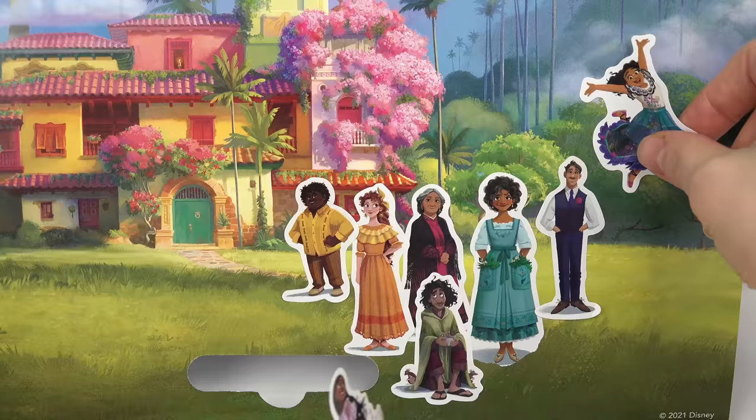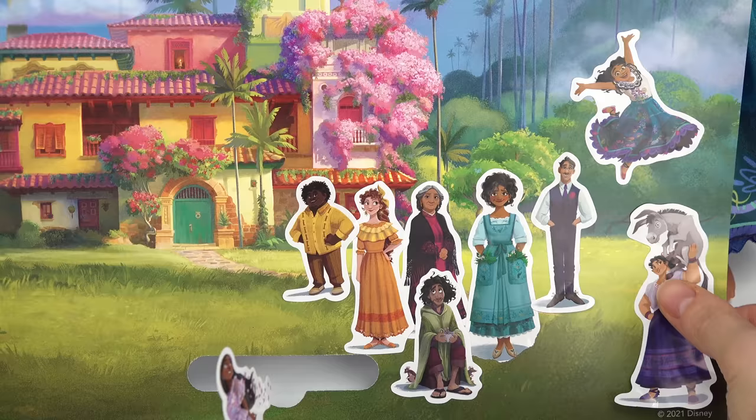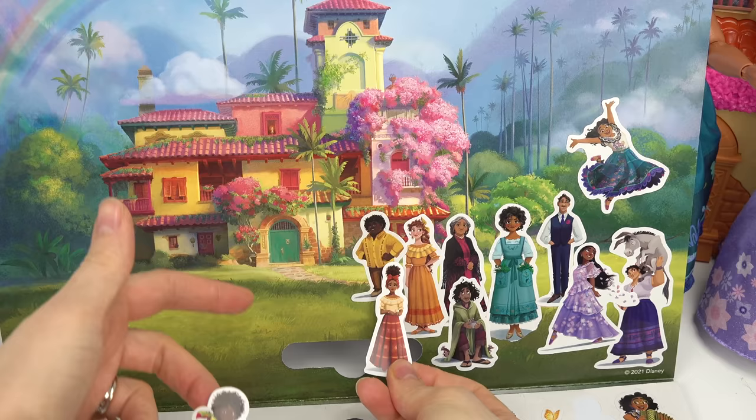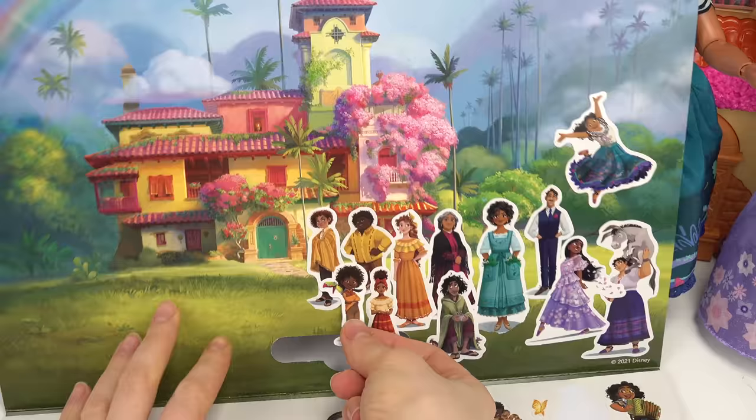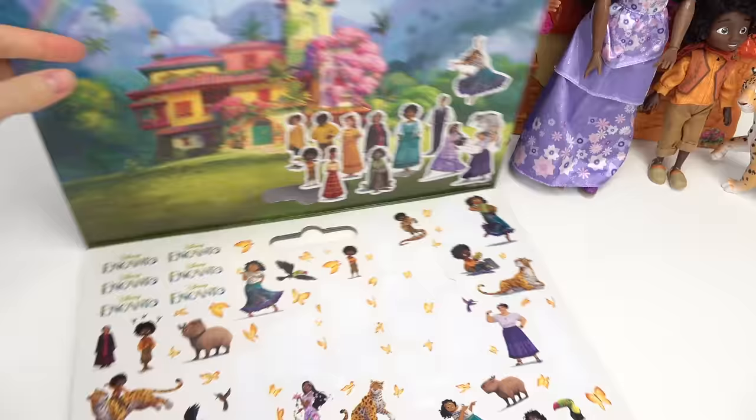Okay, Mirabel's going to be jumping up in the air. Luisa's going to be with the donkey right here. And Isabella and the flowers. Let's see. We'll put Dolores right here. Milo's going to be right there. And of course, Antonio. We could also put a ton of butterflies and animals. So they've got coloring pages in here too.